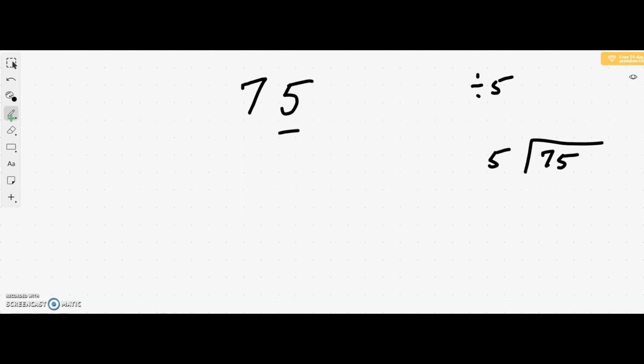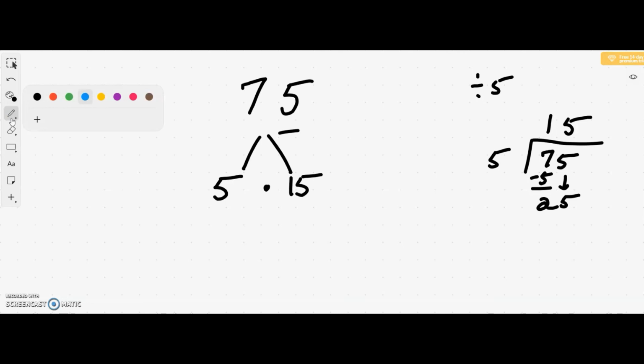5 times 1 is going to get me 5. That's 2 left over. I bring down the 5. Now I have 25. So 5 times 5 will get me 25. So I have my 2 factors: 5 times 15. Now 5 is prime, so I'm going to swing this 5 all the way down to the bottom, meaning I can't break it down any further. But 15, I can continue to break down.